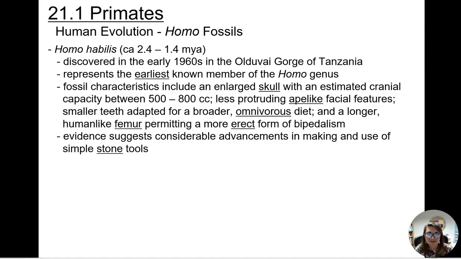Fossils are going to be characteristic to include an enlarged skull with an estimated cranial capacity of around 500 to 800 cc's, less protruding ape-like facial features, smaller teeth adapted for a broader omnivorous diet, and a longer human-like femur, permitting more erect bipedalism. Evidence suggests considerable advancements in making and the use of simple stone tools.